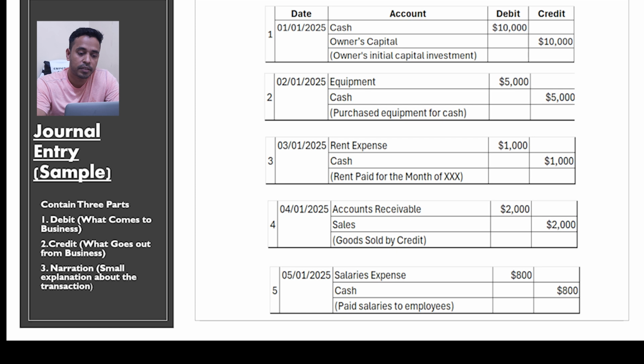In the cash related transaction, we make a debit for cash once it comes to the company, and we make a cash credit once the cash goes out from the company. The same applies to other types of accounts also.